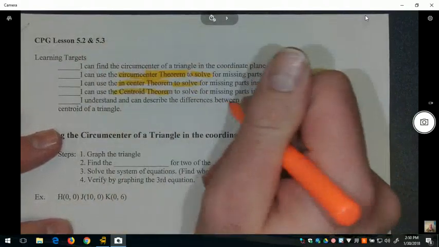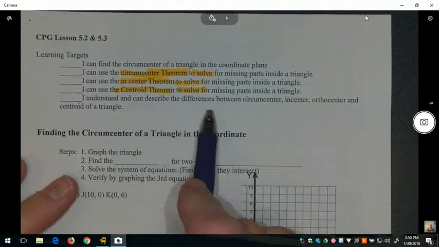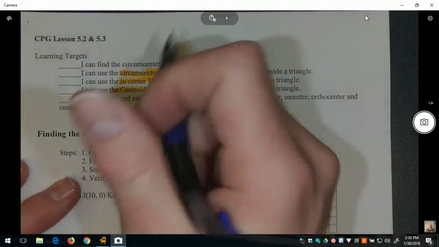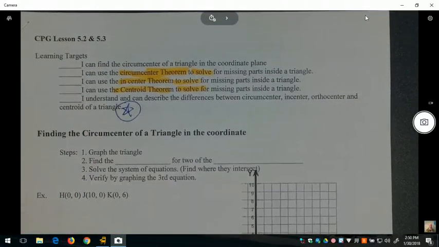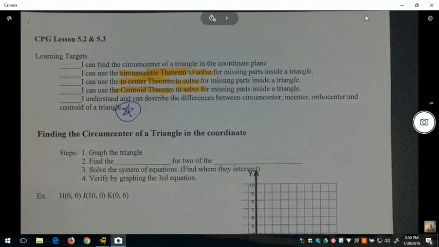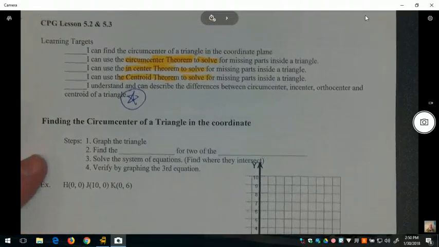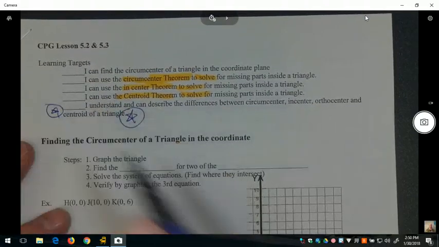Use the centroid theorem to solve for missing parts inside a triangle, and to understand and describe the difference between circumcenter, incenter, orthocenter, and centroid, which you should already be able to do from our exploration and just the basic vocabulary of those terms. Finding the circumcenter of a triangle, and by the way, the video notes probably will not cover this last one. I will probably ask you to do this in groups in class.